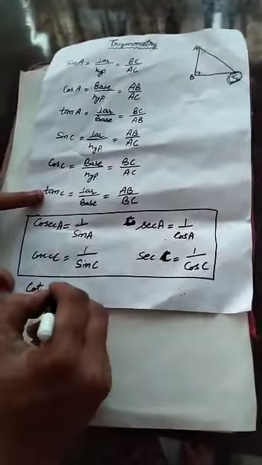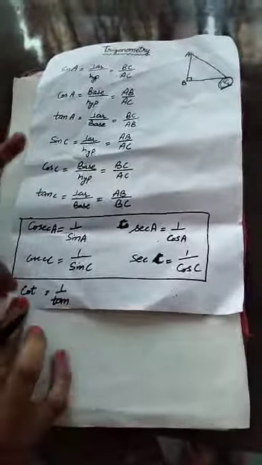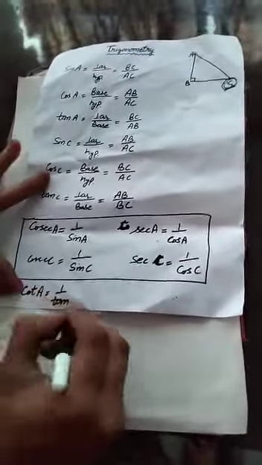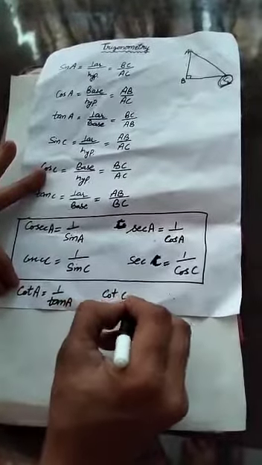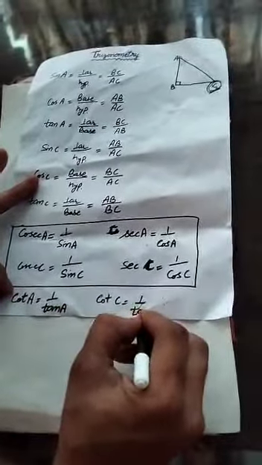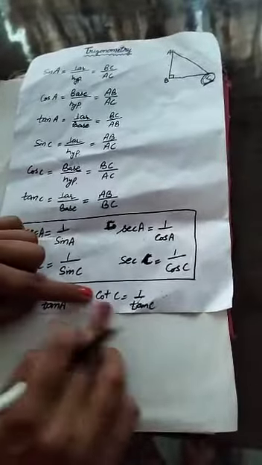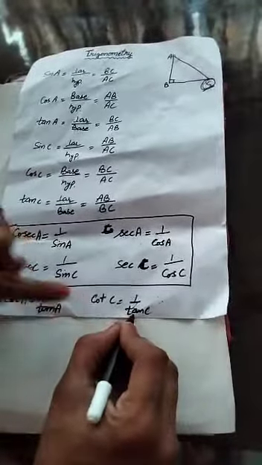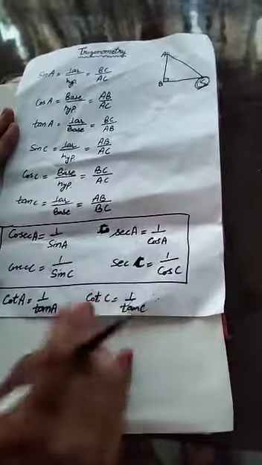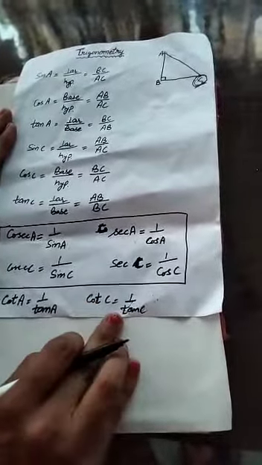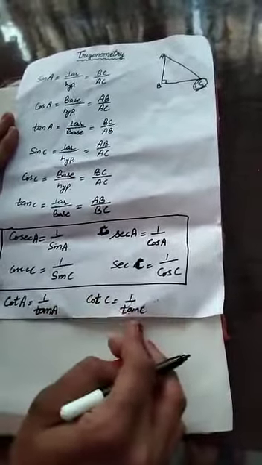Cot angle is opposite of tan angle. If we talk about cot A, it is opposite of tan A. And if we talk about cot C, it is opposite of tan C. Okay, this is very easy to learn. Cot is opposite of tan. Cot has T, and tan also has T. Both have T. Both are reverse of each other.